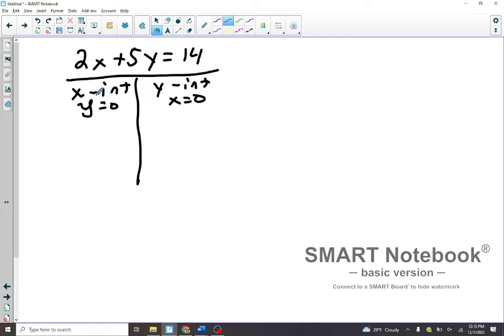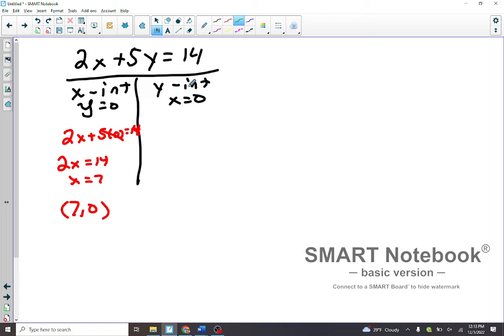So on the left side, y equals 0. 2x plus 5 times 0 equals 14. But anything times 0 completely disappears. So it's just 2x equals 14. x equals 7, because I have to divide by 2 on both sides to get x by itself. Which means my x-intercept is 7, 0.